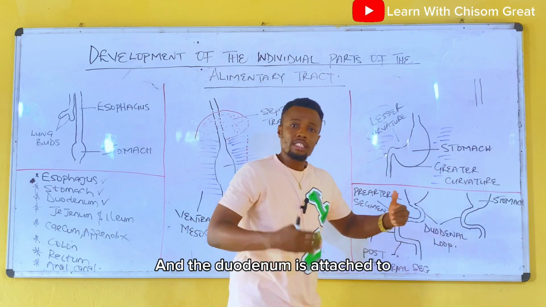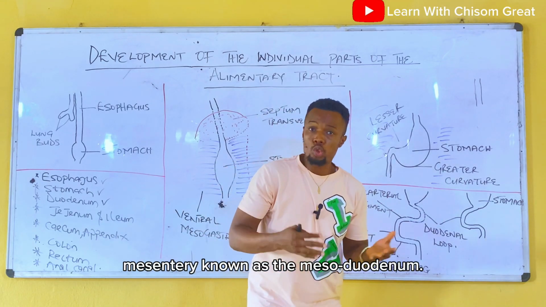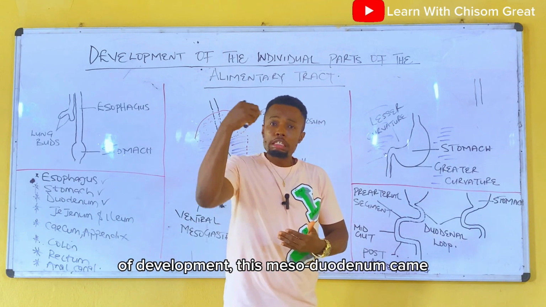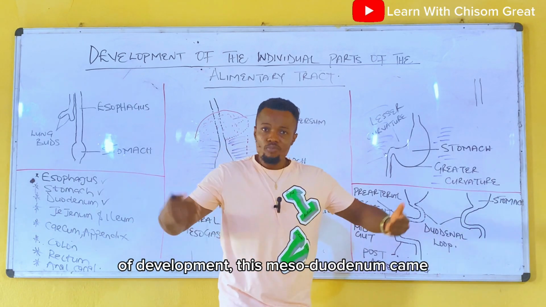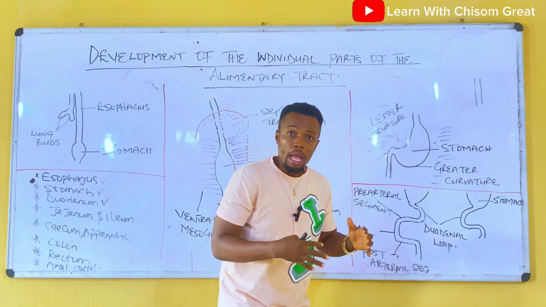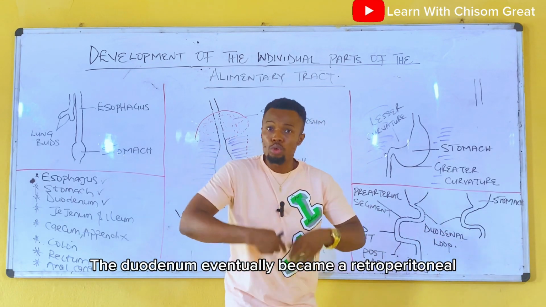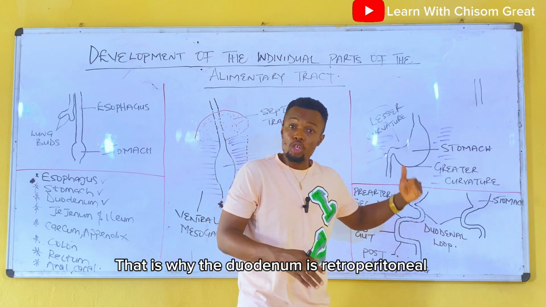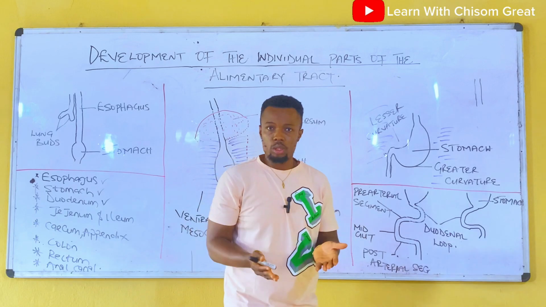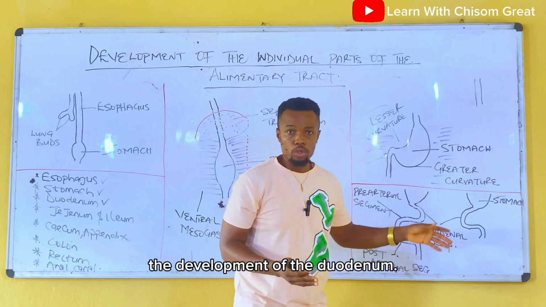And the duodenum is attached to the posterior abdominal wall through the mesentery, known as the mesoduodenum. But eventually, at a later stage of development, this mesoduodenum comes to fuse with the peritoneum of the posterior abdominal wall, and immediately it fuses with it, the duodenum becomes a retroperitoneal organ. That is why the duodenum is retroperitoneal, while the rest of the small intestine is not. So that is what happened in the development of the duodenum.